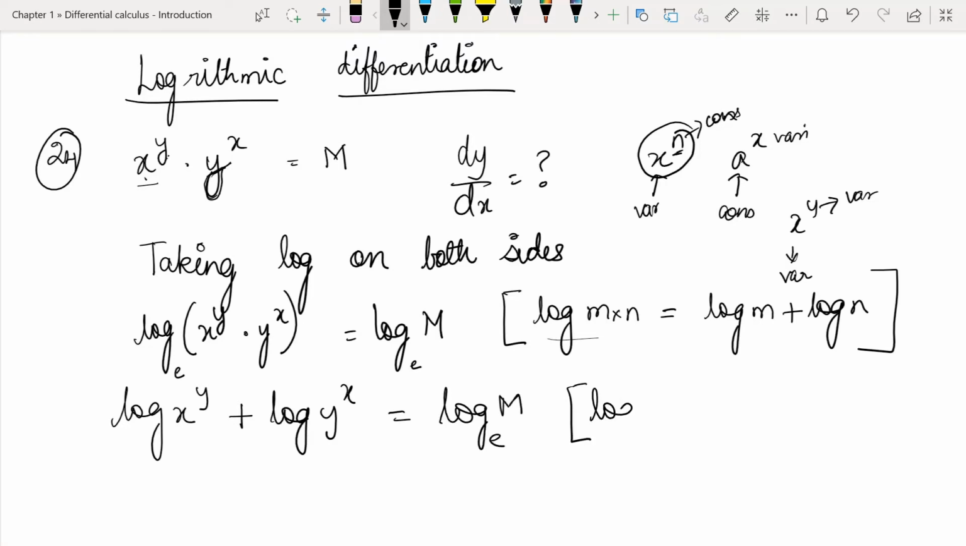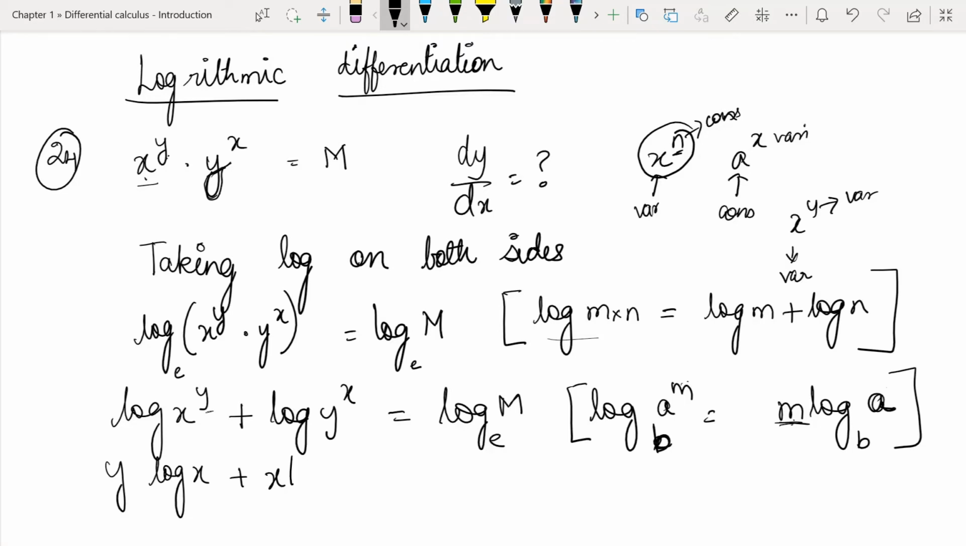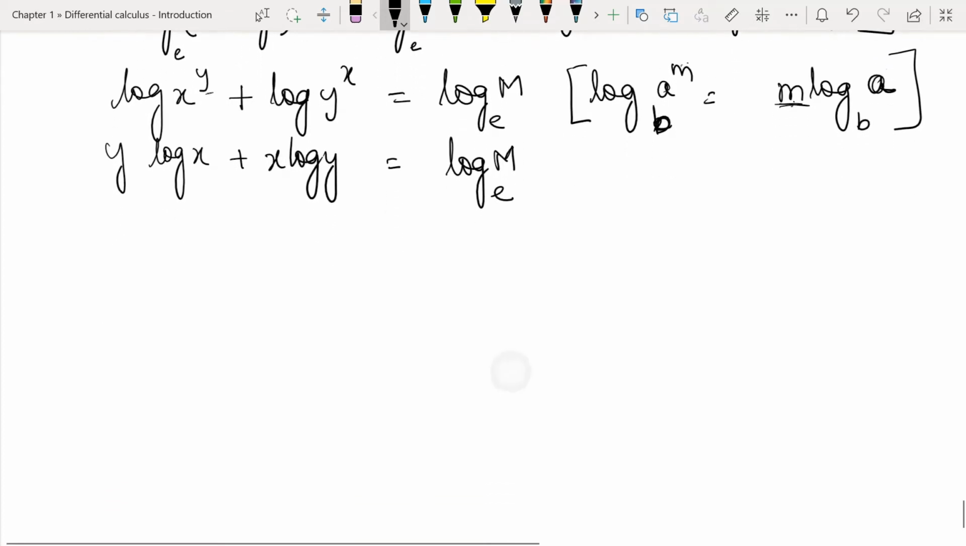Now we have learned the property log a power m, base e or b or any other base, any base you want you can take, is nothing but m log a base b. We've learned this in the logarithms chapter. The power m comes out. Okay, so here this power y will come out. So y log x plus x log y is equal to log m base e. Now you need not write the base at every stage. It is not necessary. It is understood.